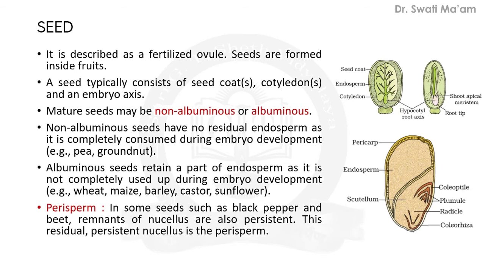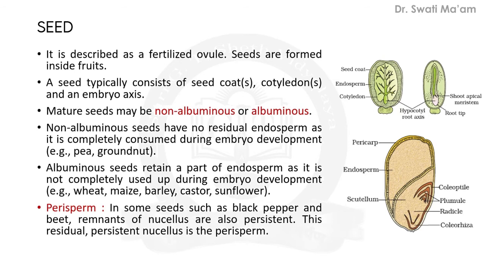While albuminous seeds will be the opposite concept. Albuminous seeds will retain a part of the endosperm, as we can see in this maize seed, this is the endospermic part, this much. So it will be retained, and it is not completely used up during embryo development. There are so many examples: wheat, maize, barley, castor, etc.